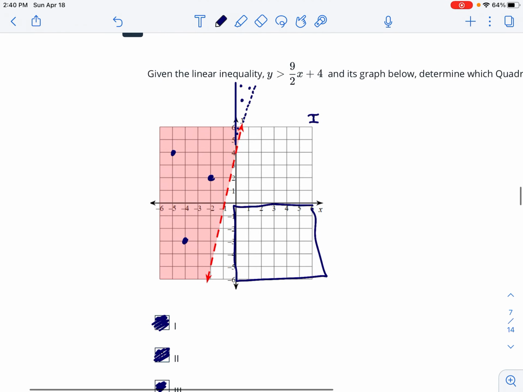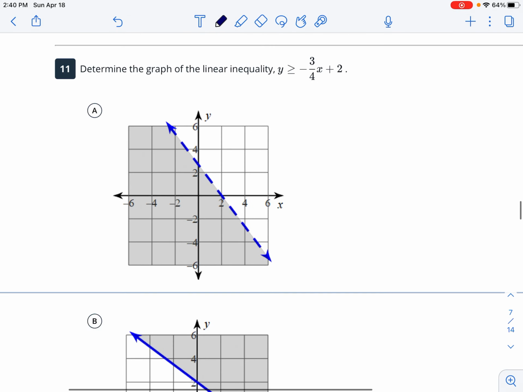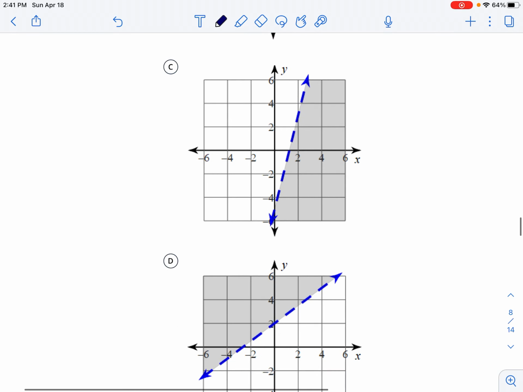So that was number 10. Number 11 was one of the best questions on this whole quiz. Which one would be this equation? So I need to look for a slope of negative 3/4. I'm looking for a decreasing slope. So already I'm not going to care about C because it's going uphill as I go left to right.